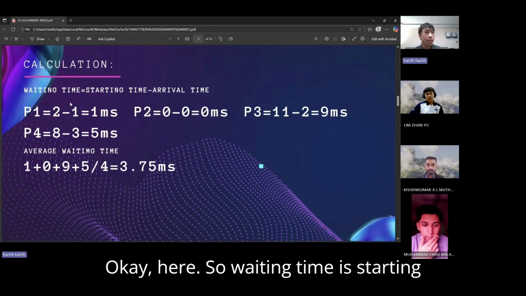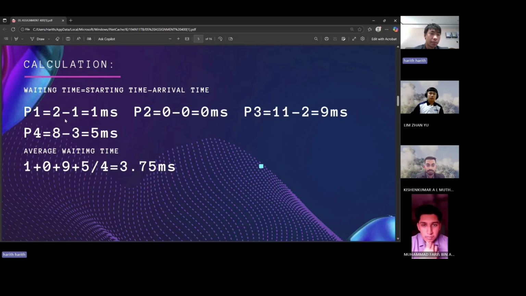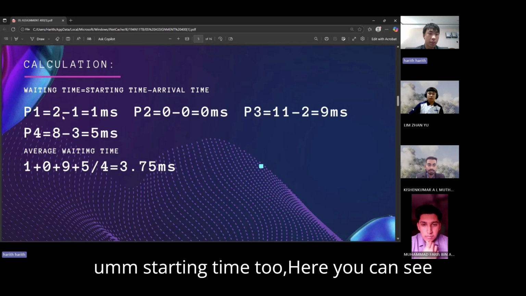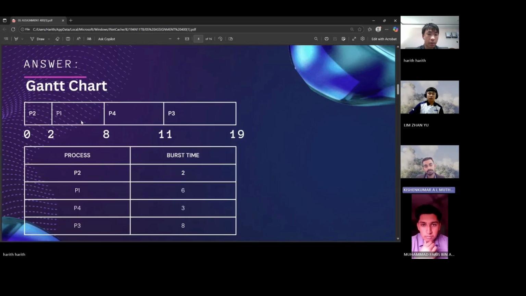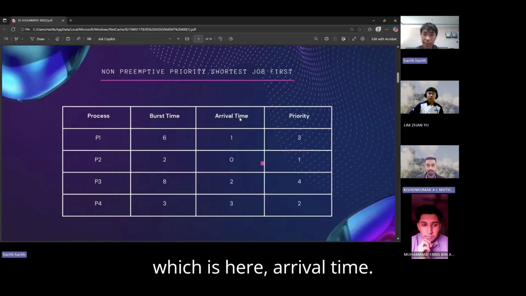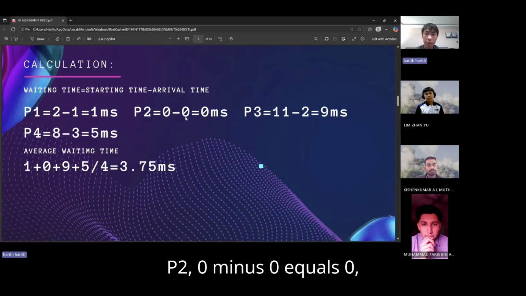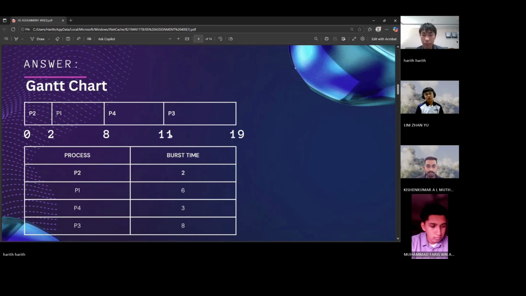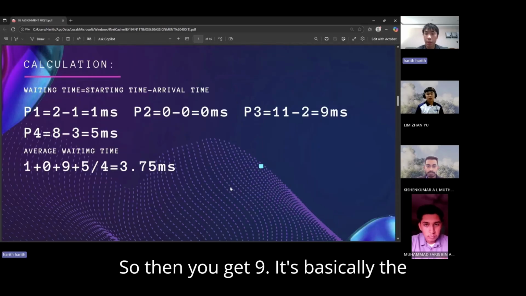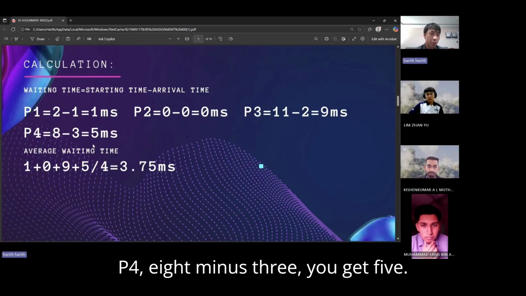Okay, here. So waiting time is starting time minus arrival time. As you can see, P1 starting time 2, here you can see it, and then minus 1, which is here, arrival time. That's why we get 1. And then P2, 0 minus 0 equals 0. P3, 11 here, minus 2 here, so you get 9. It's basically the same formula. So for P4, 8 minus 3, you get 5.